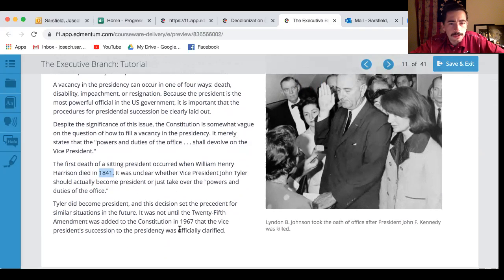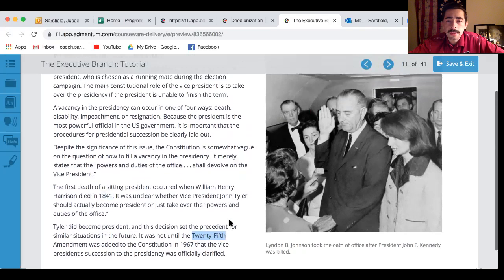So all the way up until 1967, when the 25th Amendment was passed because of JFK's assassination, that was really when solidified rules were set into place. As you remember, JFK died in 1963, but it took a couple of years to get that put into effect.